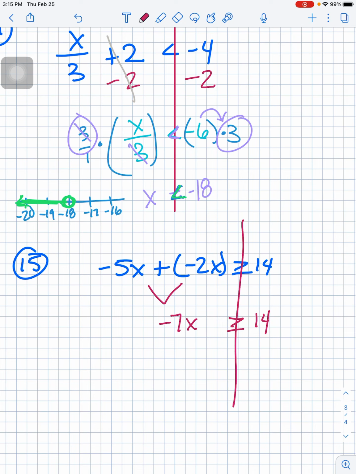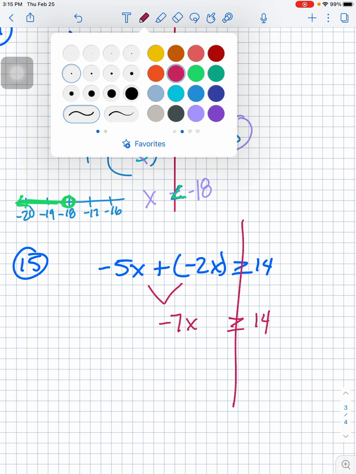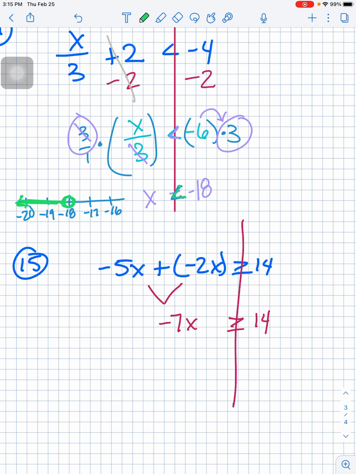So once I've combined like terms, my x's are on the left, my constants are on the right. I just need to separate that negative 7 and that x. They're being connected by multiplication, and the opposite of multiplication is division. So I'm going to divide both sides by negative 7. And when I do that, my 7's cancel and become 1x. And 14 divided by negative 7 is negative 2.